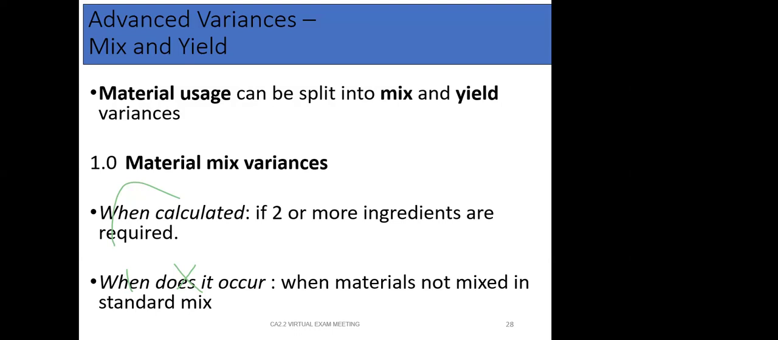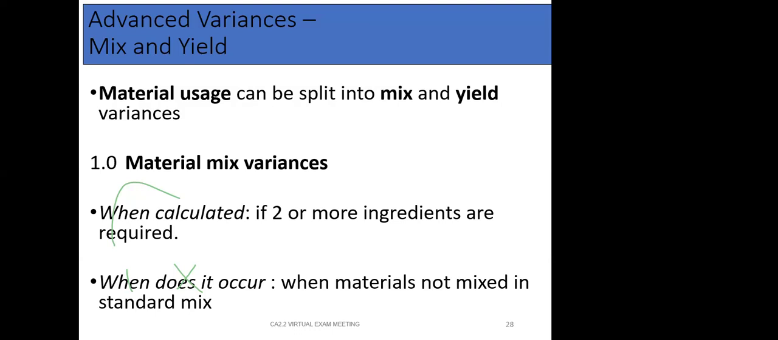Now, material mix variances. When are they calculated? They are calculated if 2 or more ingredients are required. If a product simply requires one ingredient, or one material, then you cannot calculate a mix variance. Only if 2 or more ingredients are required. For example, in baking a cake, you might require butter, water, flour, sugar. So there you have a number of ingredients. In that way, it is possible to calculate a mix variance.